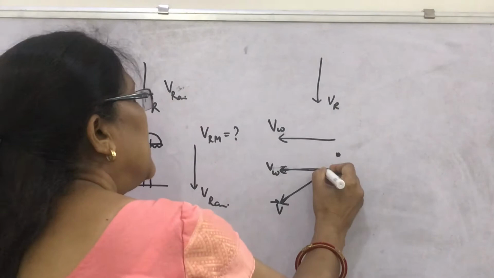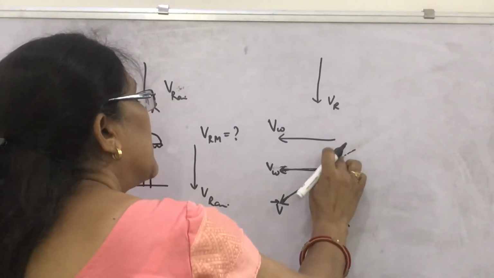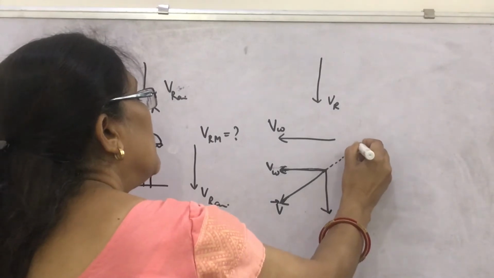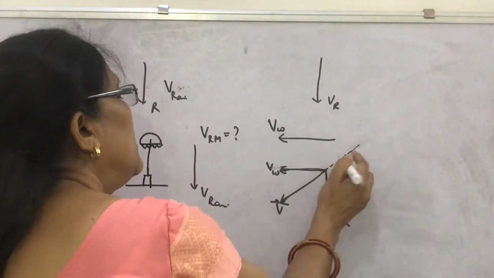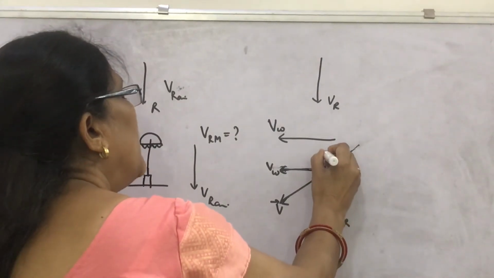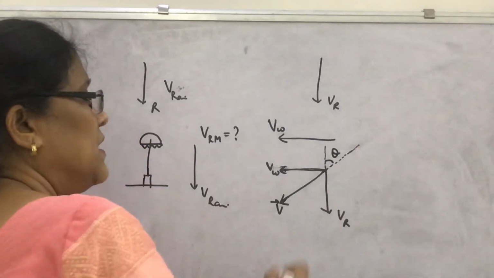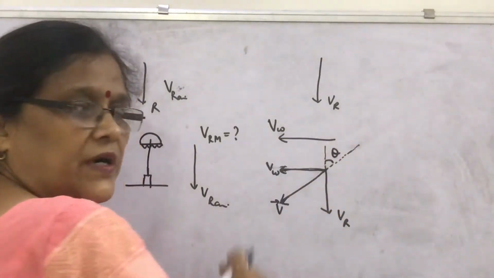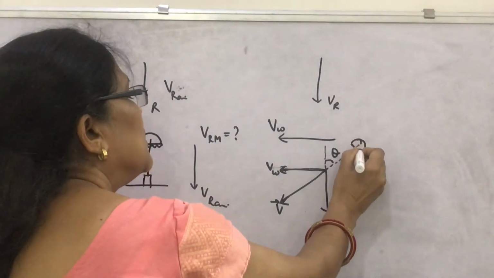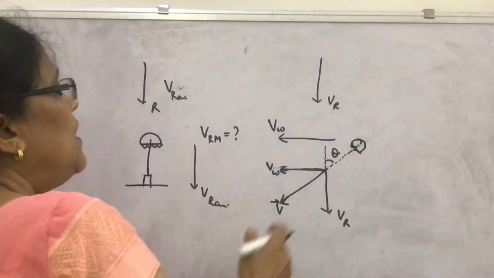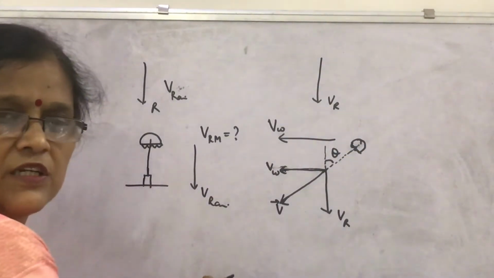Look here, if you extend the resultant of the rain vector and the wind vector, then the umbrella will be opened in this direction at angle theta from the vertical. So this will be the direction of the umbrella. And how have you obtained this? By vector addition.